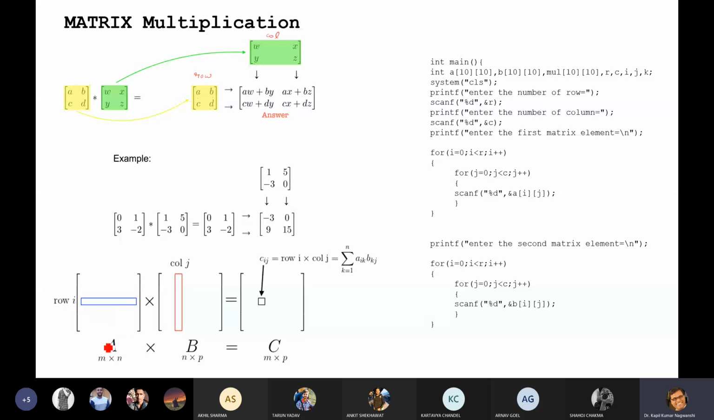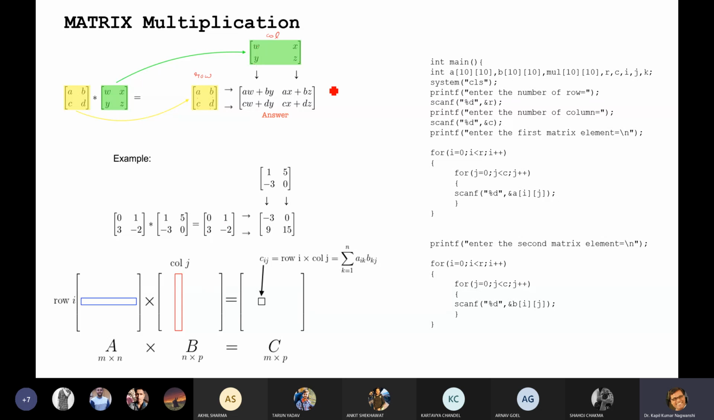So what is the fundamental of matrix multiplication? It uses row i of matrix A and column j of matrix B, and if we multiply both, it will produce Cij. That is, row i multiplied by column j equals Aik multiplied by Bkj. For this particular Cij, this will be the answer. Using this, we are using the for loop.